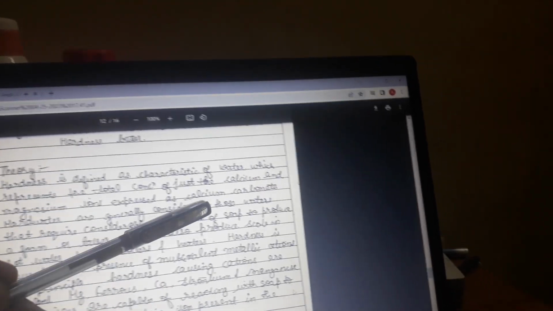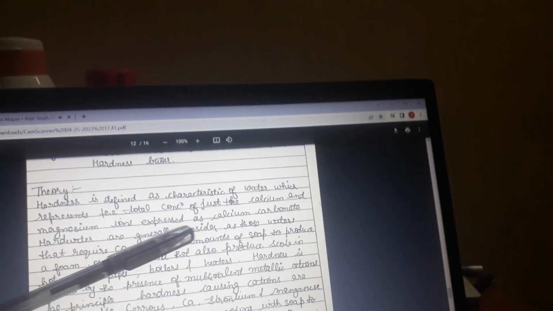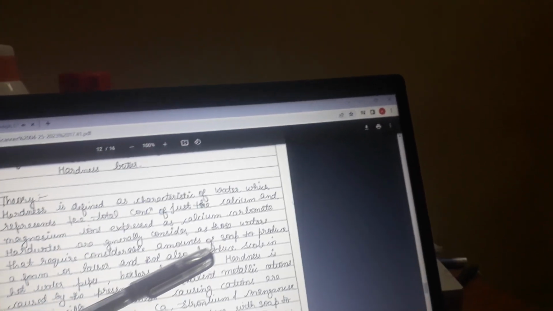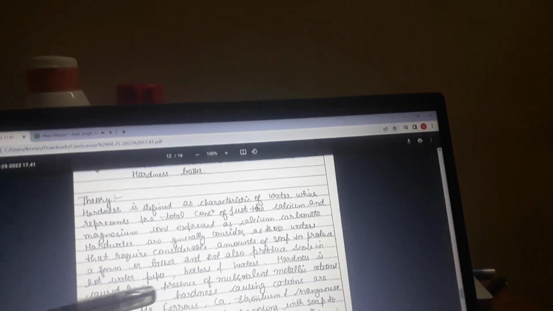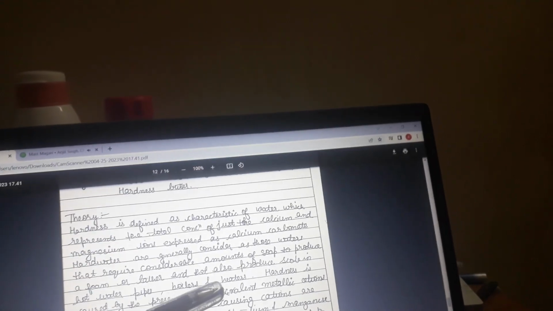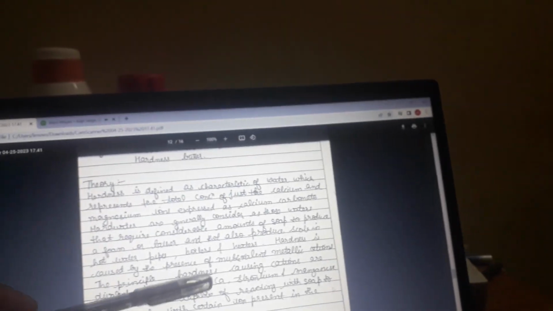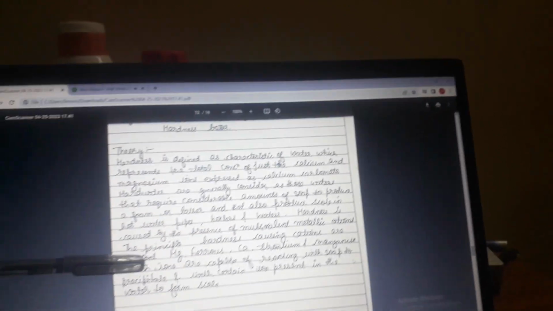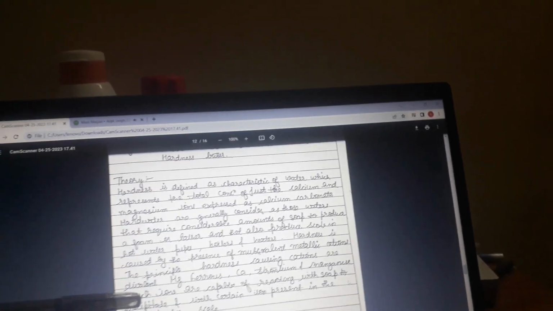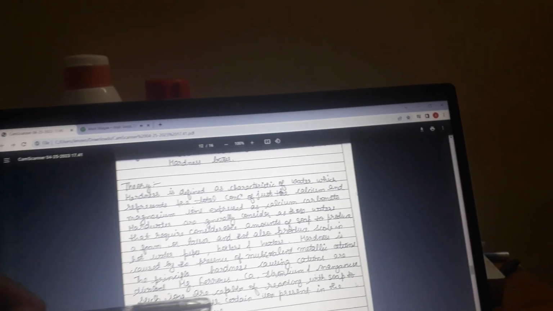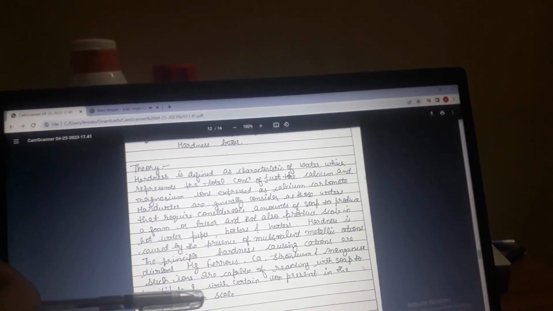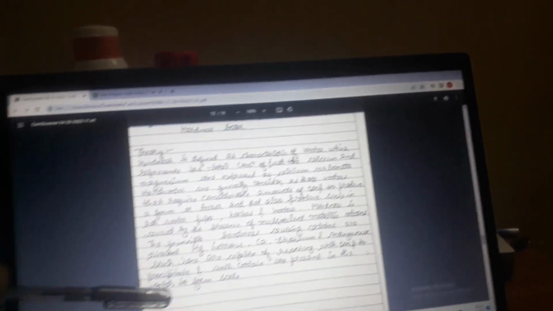Theory: hardness is defined as a characteristic of water which represents the total concentration of just the calcium and magnesium ions expressed as calcium carbonate. Hard waters are generally considered as those waters that require considerable amounts of soap to produce a foam or lather, and that also produce scale in hot water pipes, boilers and heaters. Hardness is caused by the presence of multivalent metallic cations. The principal hardness causing cations are divalent calcium, magnesium, strontium, ferrous iron, and manganese. Such ions are capable of reacting with soap to precipitate and with certain ions present in the water to form scale.